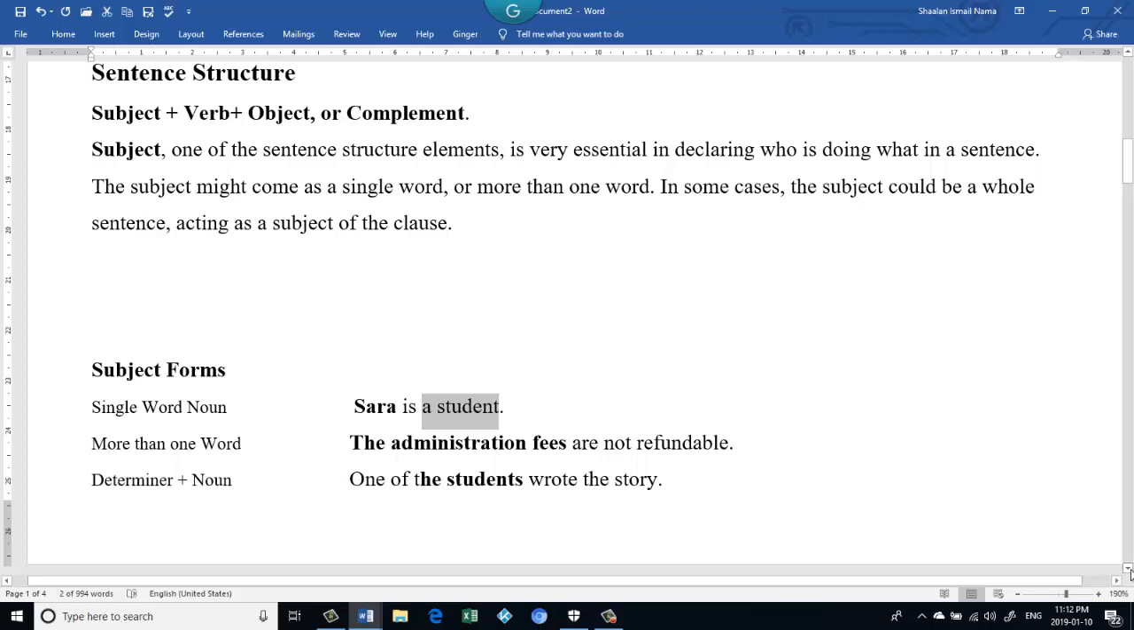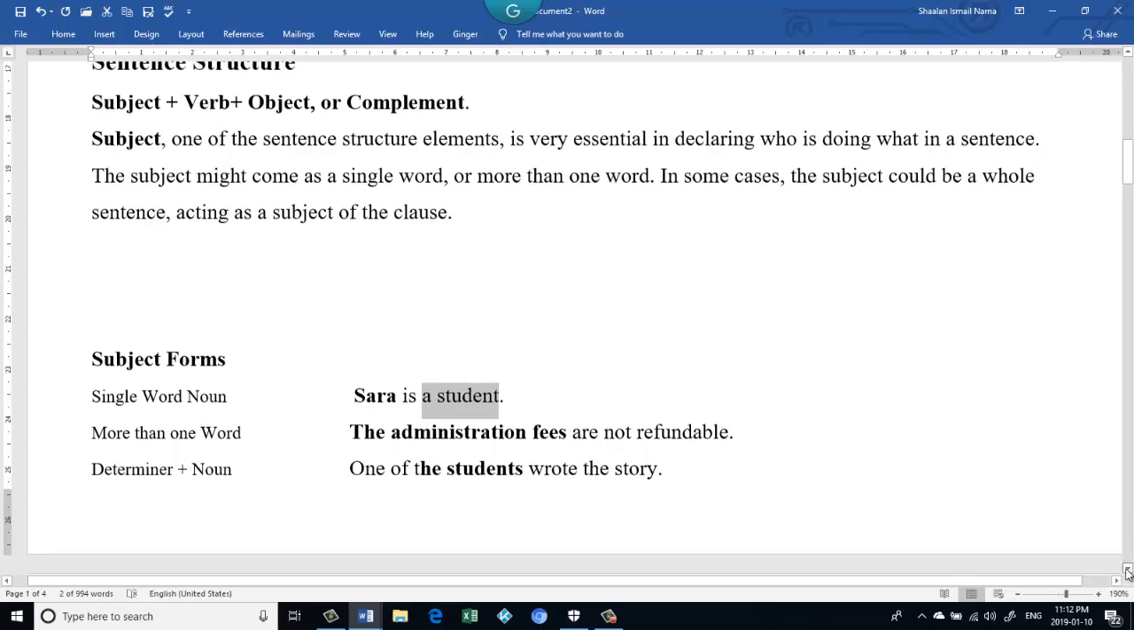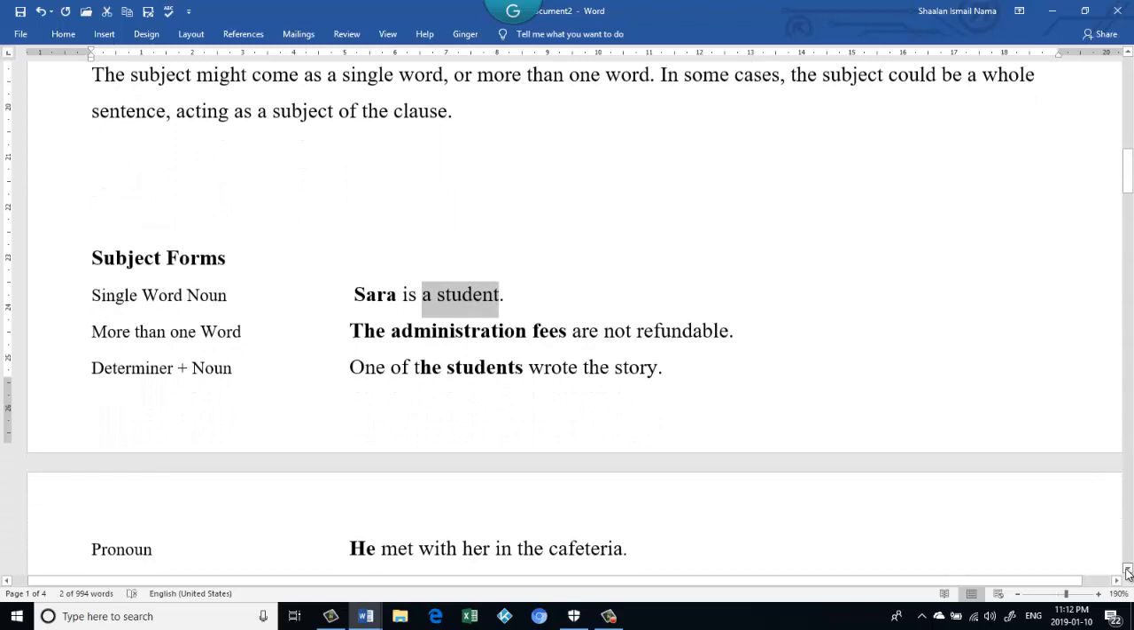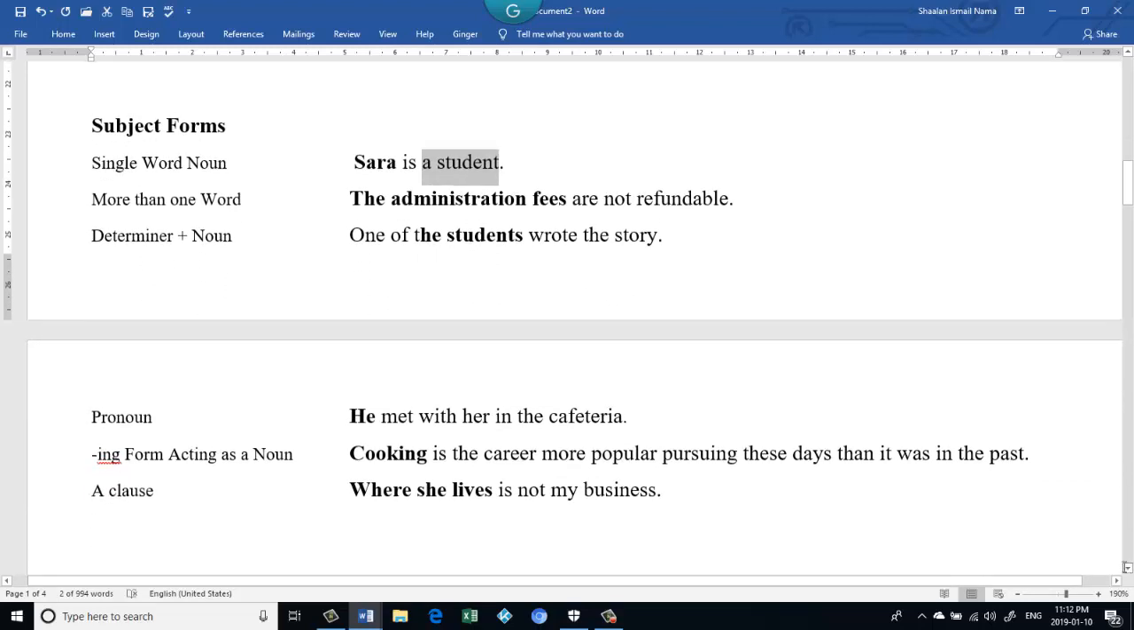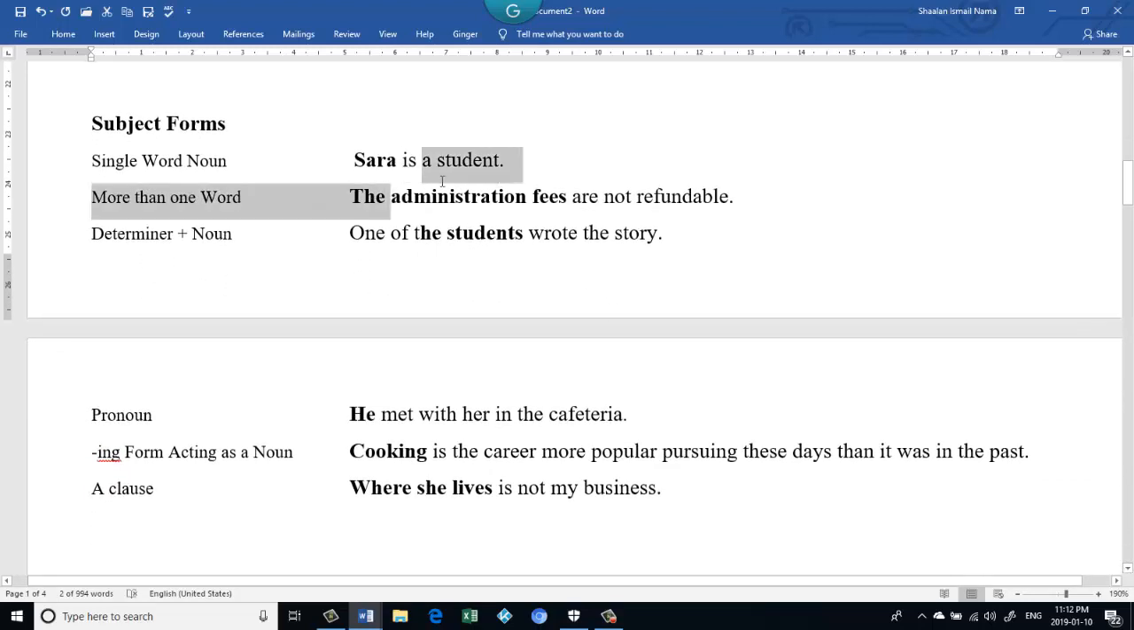Or sometimes we could have more than one word. For example, 'the administration fees', this is more than one word, it's three words. It's acting as a subject. Then here I have the verb, which sometimes could be negative. Then we have 'refundable', which is acting as the object for the sentence.